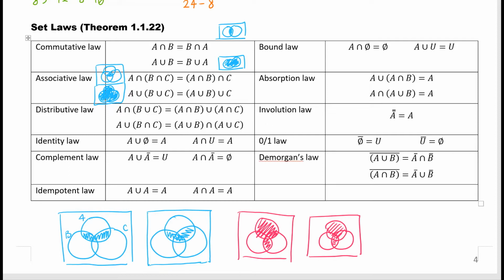Next, we have the complement law. A union A complement is the universal set, right? This is by definition, because you have the universal set and the set A, and the complement is the set U minus A. So any element is either in A or not in A. If it's not in A, then it is in its complement. A intersect A complement is empty, because complements don't have common elements. That's why the intersection is empty.